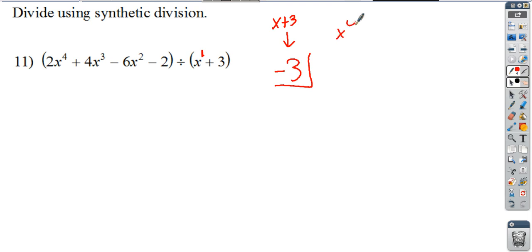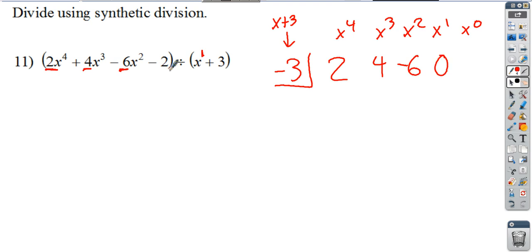Then over here we need to fill in our coefficients. So what coefficient goes with x to the 4th? That's a 2. X to the 3rd, that's a 4. X to the 2nd, that's a negative 6. There isn't an x term, so we need to put a 0 right there. And then negative 2 is the term that's just a constant.